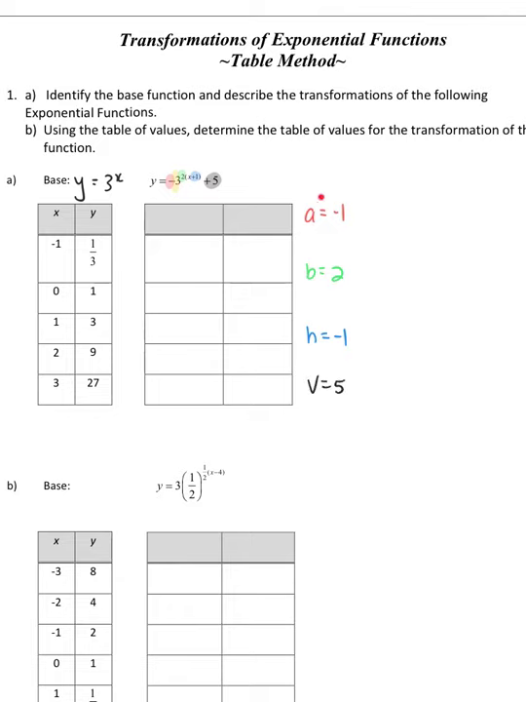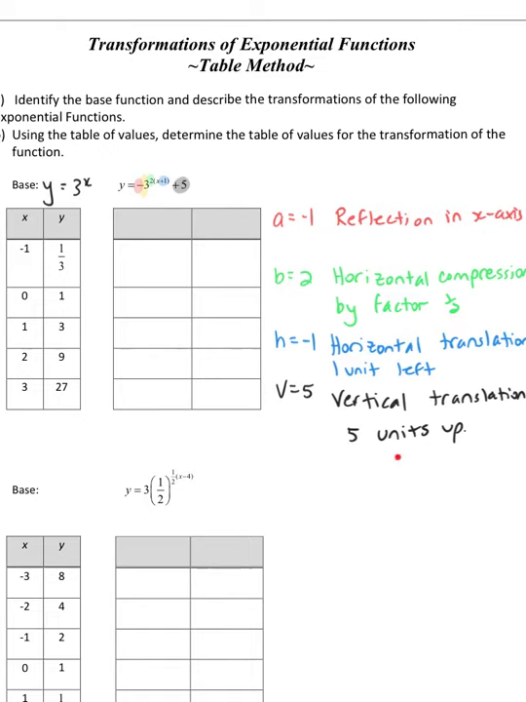So a is equal to -1, which means that there is a reflection in the x-axis. B is equal to 2, which means there's a horizontal compression by factor 1/2. H is equal to -1, which means there's a horizontal translation 1 unit to the left. And V is equal to 5, which means there's a vertical translation 5 units up. So I've written those descriptions here on the right, and now I'm going to apply them.